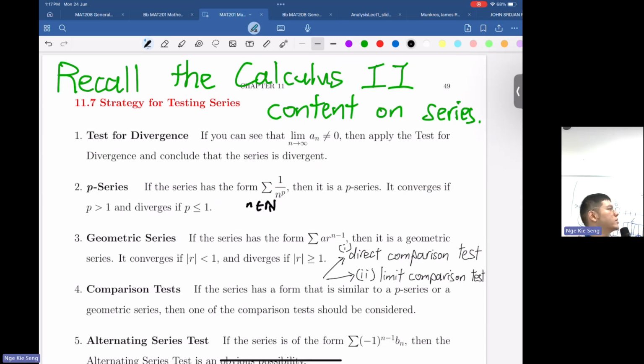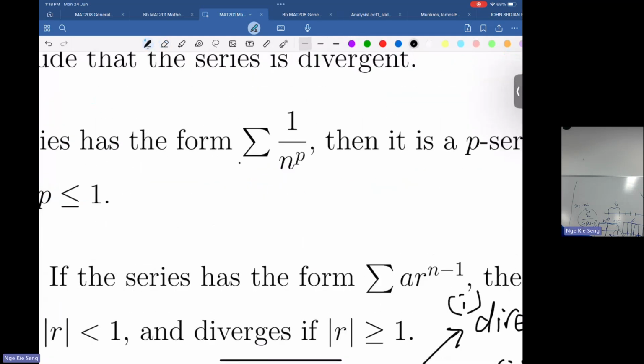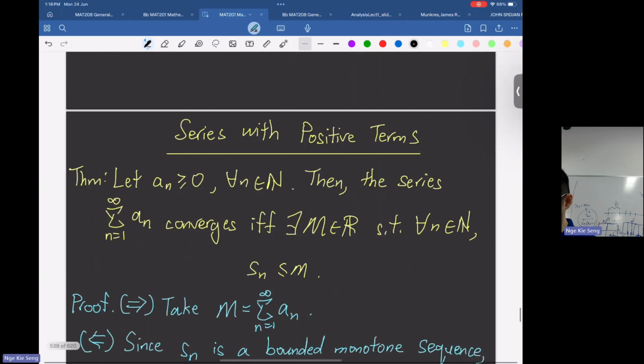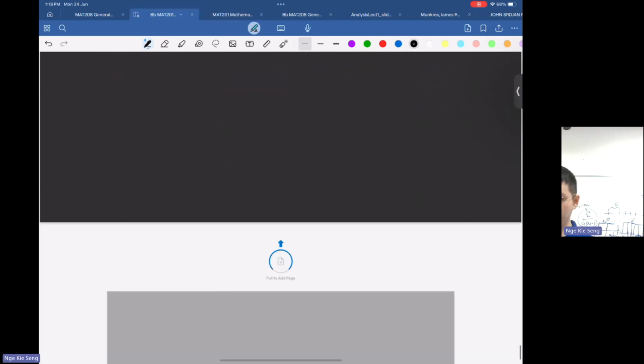We already proved this in calculus 1, so we won't discuss the proof here. This n is a natural number, by the way, so let's make it clear: n goes from 1 to infinity. Good. So we have finished discussing series with positive terms.